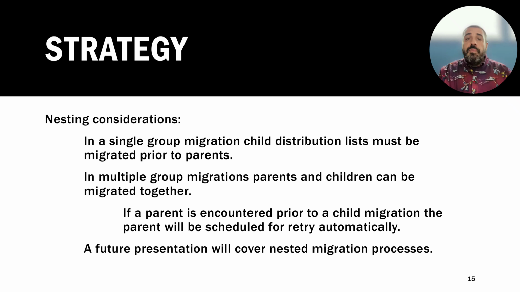In the event of performing single DL migrations, if a parent is specified before a child, the migration will fail. In the event of multiple migrations, if the parent and all children are included in the same migration batch, the multi-DL migration process has the ability to come back and retry the parent upon successful migration of all the children. In a future presentation, I'll cover the nested distribution list migration process and the multiple batched migrations.